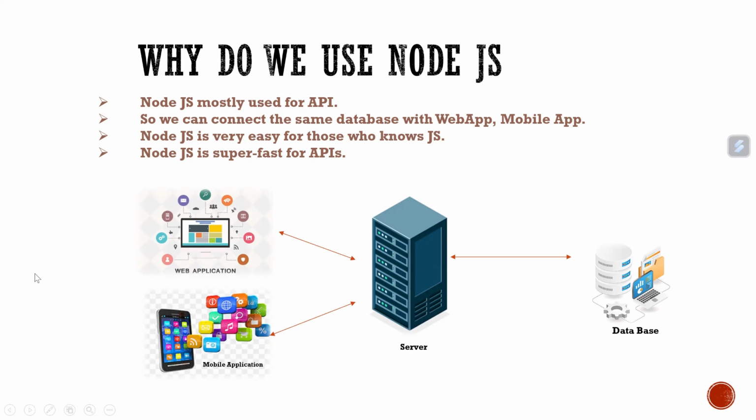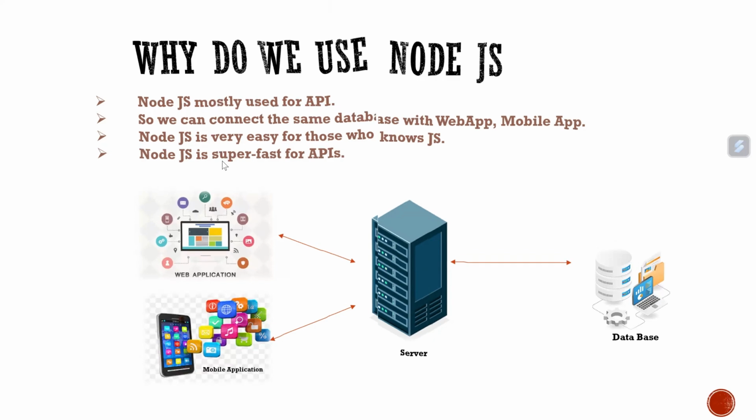In this diagram, you can see how the client is getting its data, or triggering the database, with the help of the server. Now my last point, sorry, second last point: Node.js is very easy for those who know JS, because Node.js is a platform for running JavaScript code. So the guys who know JS, it is very easy for them to work with Node.js. Last point is Node.js is super fast for APIs. All the API section I will cover in my future presentation in brief.